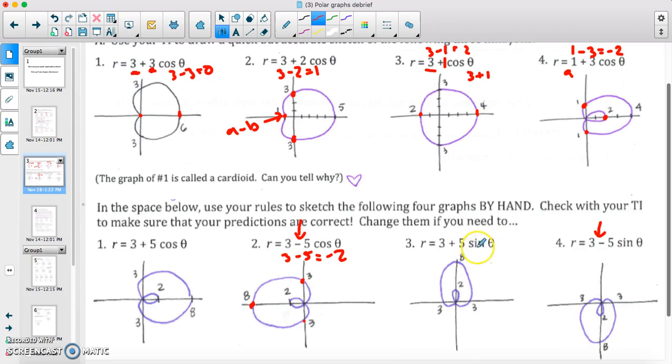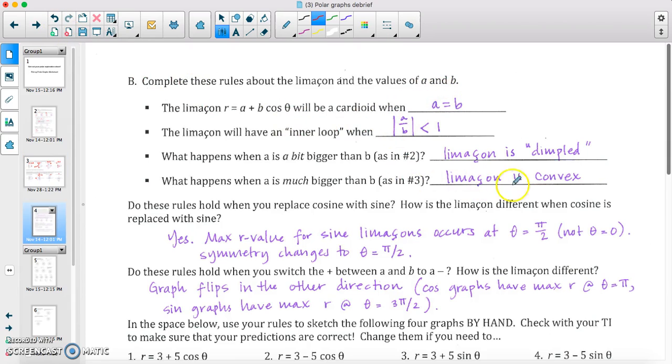So something else to look at, your cosine graphs, we know, have that polar axis symmetry, where sine graphs have the pi over 2 symmetry. So here we've got that pi over 2 symmetry. I think that's all the main points for the limaçons. All of the rules are talked through here, so if you want to pause and look through all of these, everything I just talked about is stepped through on these different rules.